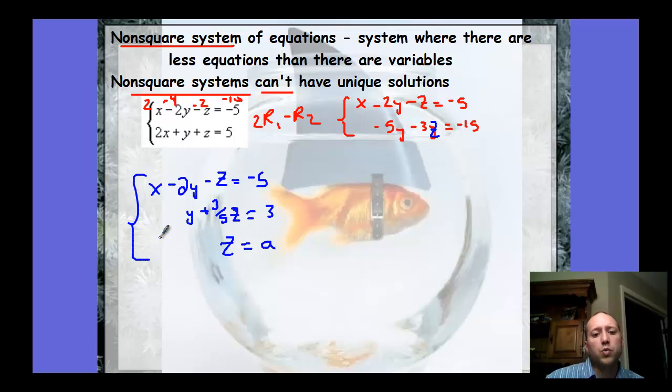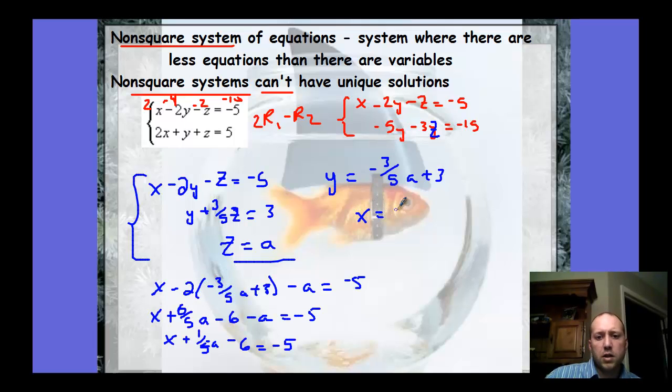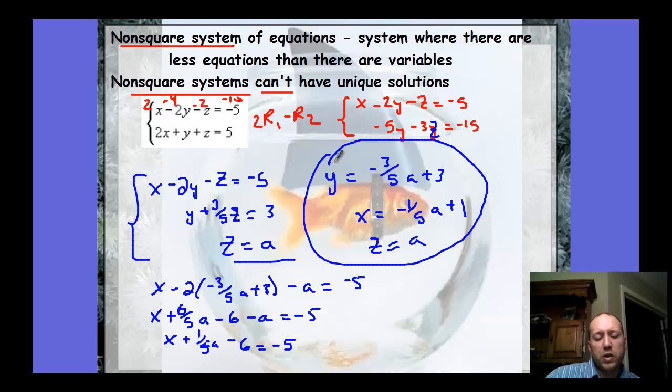So then z equals some number a. So that's the third equation. We don't know what z is, and so we'll assign some a value, then we can back substitute to write our relationships again. So y is going to equal -3/5 a plus 3, and then x, plug it in the equation here. So then x equals -1/5 a plus 1. So then our last one is z is a. So these are 3 relationships we can write for that non-square system.